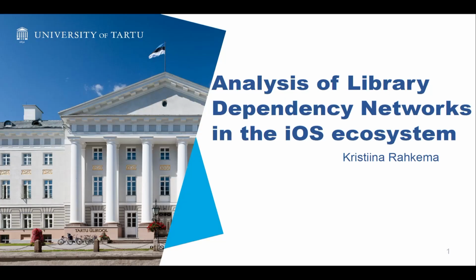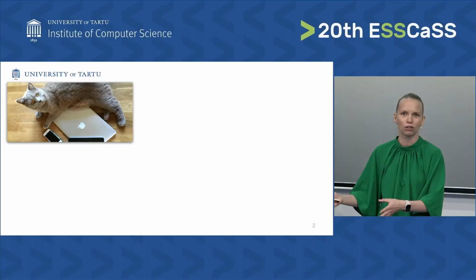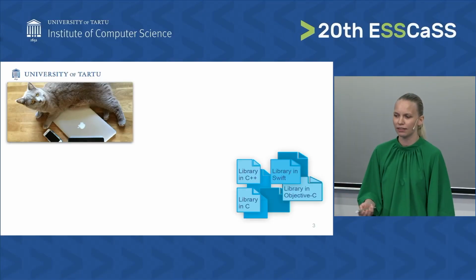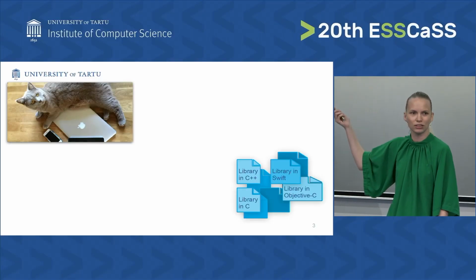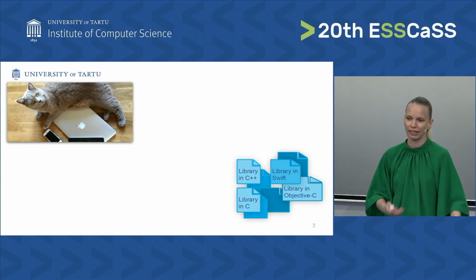So I'm going to talk about some of the results that I got during my PhD work, and a big part of the analysis I conducted was on library dependency networks in the iOS ecosystem. So first of all, let's say you're an app developer. You have some custom code that you're writing yourself, but since there are a lot of solutions to already existing problems, you would like to use these libraries in your application.